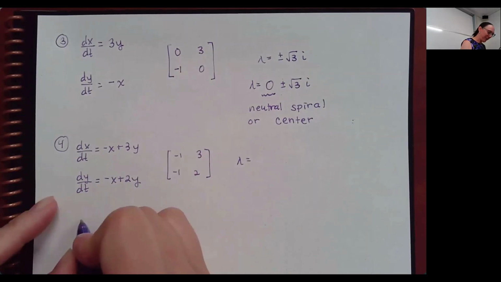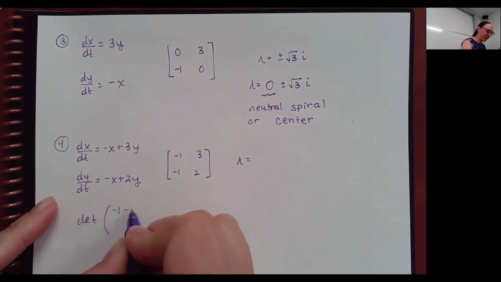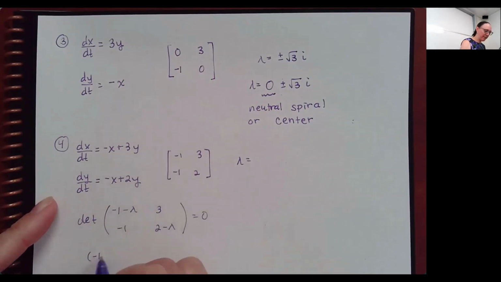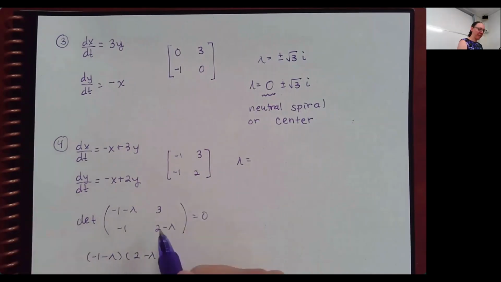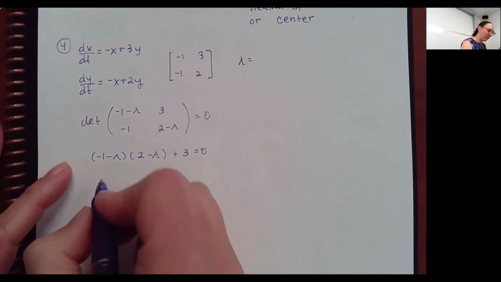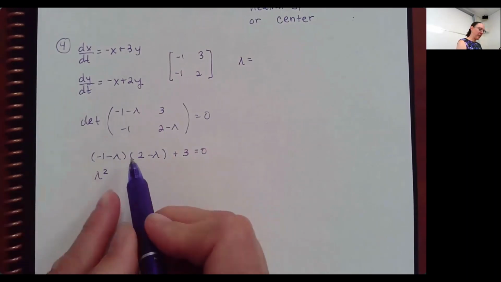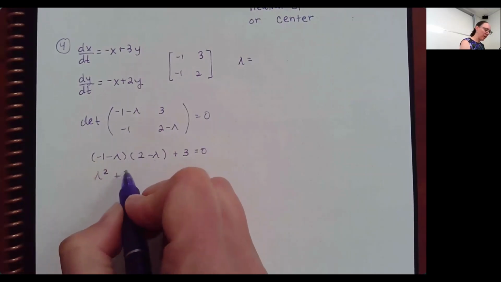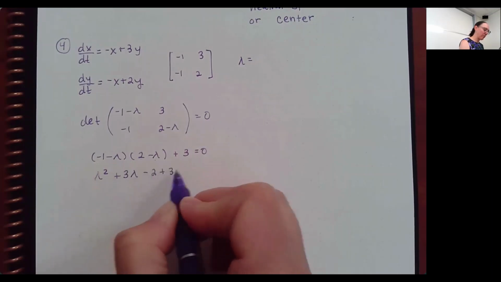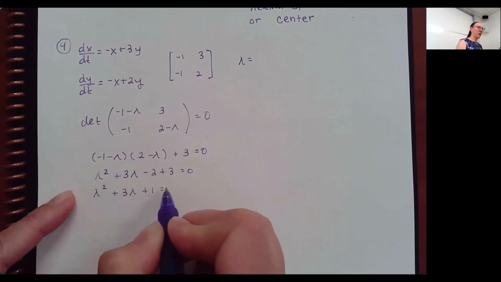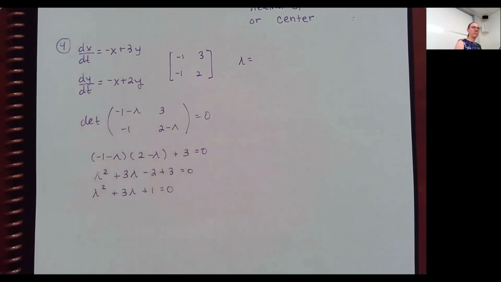Okay. So I'm looking at the determinant of -1 minus lambda, 3, -1, and 2 minus lambda. So -1 minus lambda times 2 minus lambda, minus a minus, so I'll just write that as +3. So if I distribute that out, I think I'm gonna get lambda squared. That'll be a plus lambda, that'll be a +2 lambda. So +3 lambda minus 2 +3. So lambda squared +3 lambda +1. Does that look like what you've got?